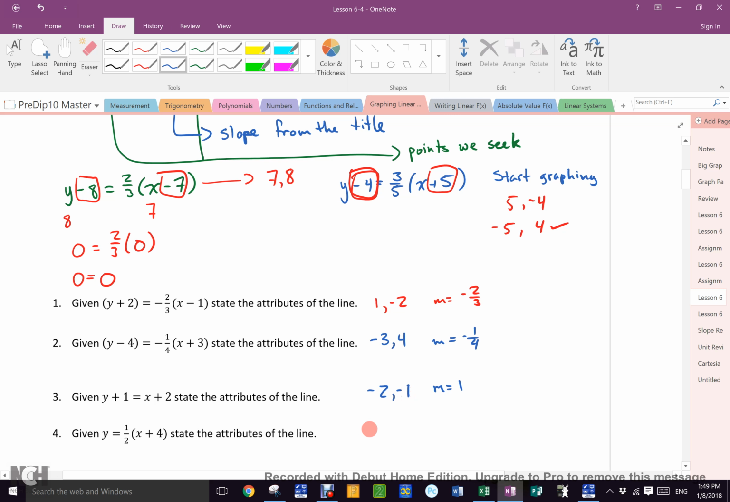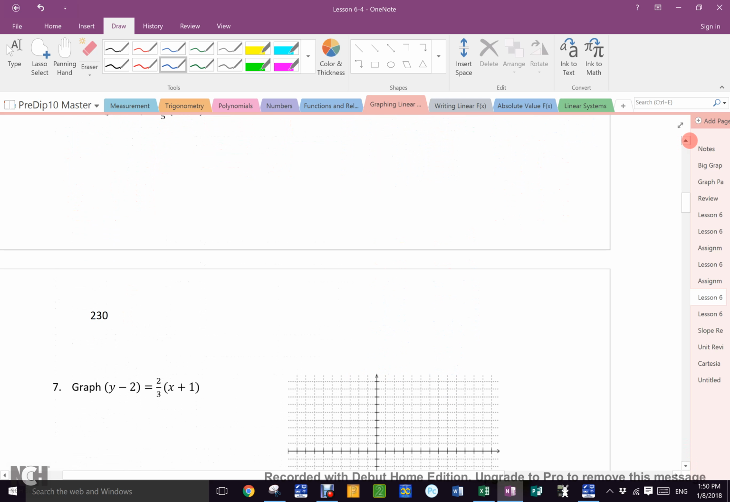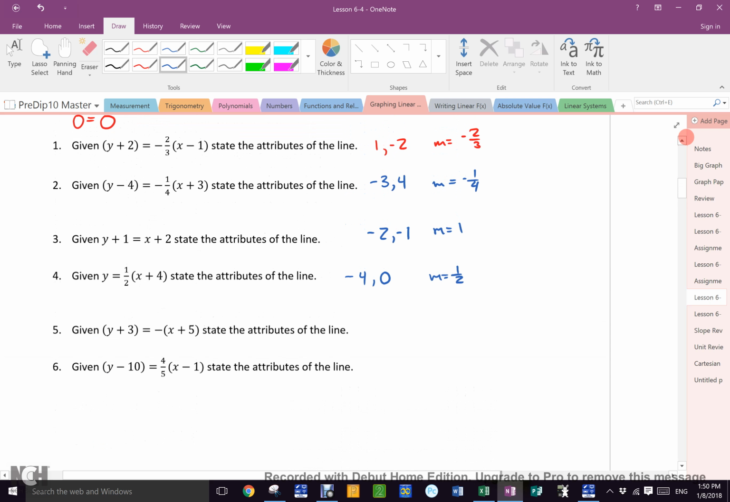What about 4? M is equal to 1/2. And what's my starting point? 4 minus 4 is 0. -4, 0. Excellent. Because there's no value over here. Oh, 5. It's -1. M is -1. And where do I start? -5 and -3. And 6. Back to an easy one just to bring you full circle. 4/5 is M, and then +1 and +1.